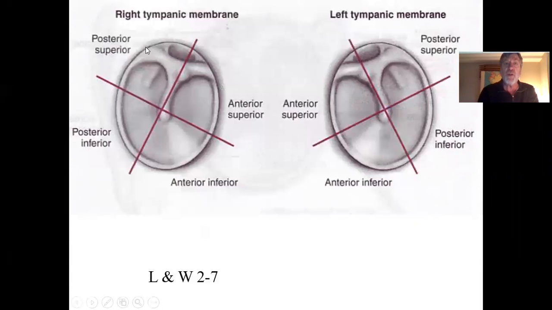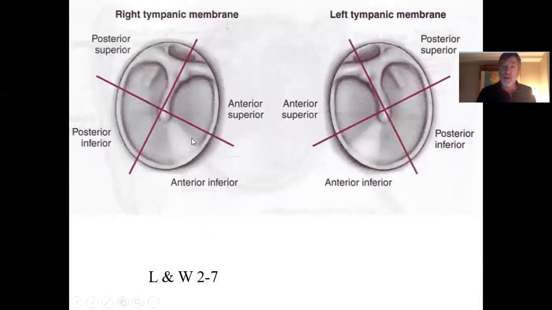Okay? And look at this little notch here. That notch is called nodes, N-O-D-E-S, of Ranvier, R-A-N-V-I-E-R, the nodes of Ranvier. They separate the pars tensa from the pars flaccida. And look at this, you can even see a part of the incus, the next bone. You can even see that through the eardrum.